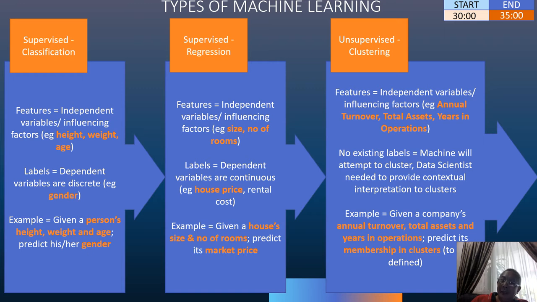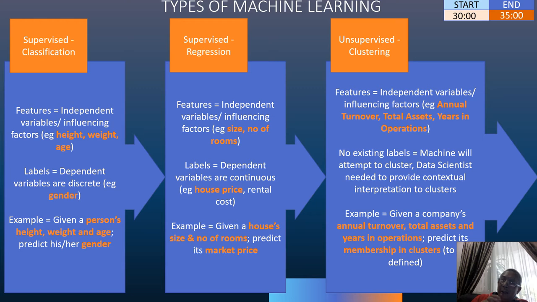Now, in unsupervised learning, where you do clustering, where you allow the machine to do its own clustering, you have, for example, independent variables like a company: what is the annual turnover of the company? What is the total asset of the company? How many years has the company been in operation? So there are no labels. We don't have to label it, but the machine will cluster the companies according to annual turnover, total asset, and years in operation. If you give a new company to the machine, it will try to predict which cluster this company falls under. But the machine doesn't know what is the meaning of this cluster. Then the data scientist and the data analyst will have to come in and look at the clusters generated by the machine and give it a label.